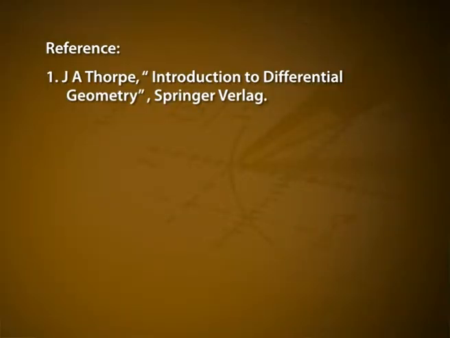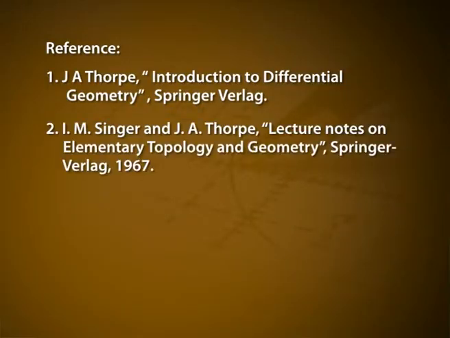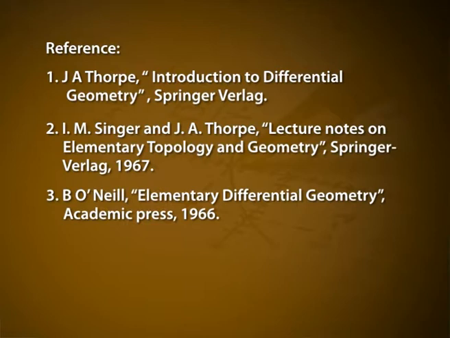Now, I will suggest some books for further reading. First one is Introduction to Differential Geometry by J. A. Thorpe, Springer Verlag. Second one is Lecture Notes on Elementary Topology and Geometry by I. M. Singer and J. A. Thorpe, Springer Verlag 1967. Third one, Elementary Differential Geometry by B. O'Neill, Academic Press 1966.